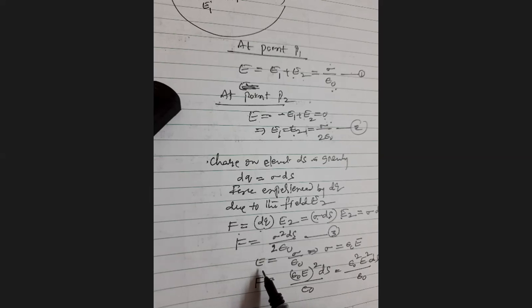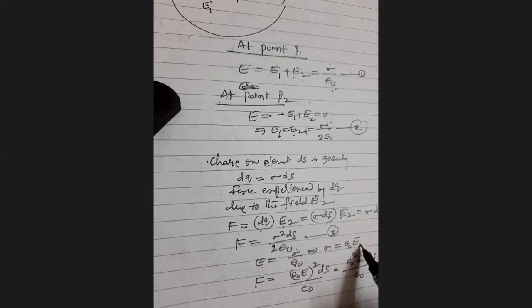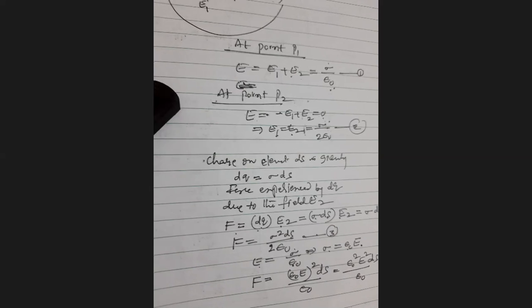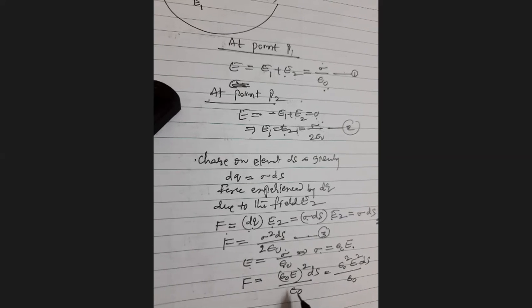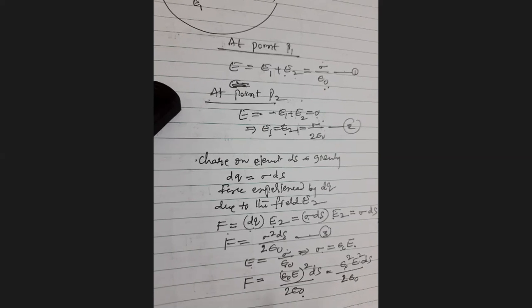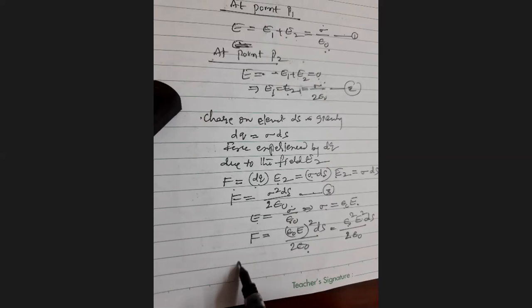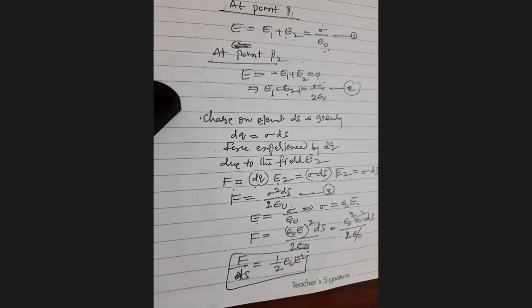But we have the field strength very near to the charged conductor equal to sigma by epsilon naught. Then sigma equals epsilon naught E. That is substituted in equation 3. F is equal to epsilon naught E whole square ds by 2 epsilon naught. Then this is epsilon naught square E square ds by 2 epsilon naught. Right? Then the force per unit area, F by ds, is equal to half epsilon naught E square, as one epsilon naught cancels here.